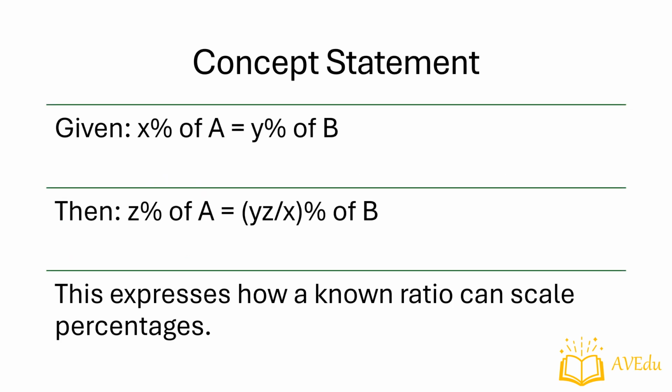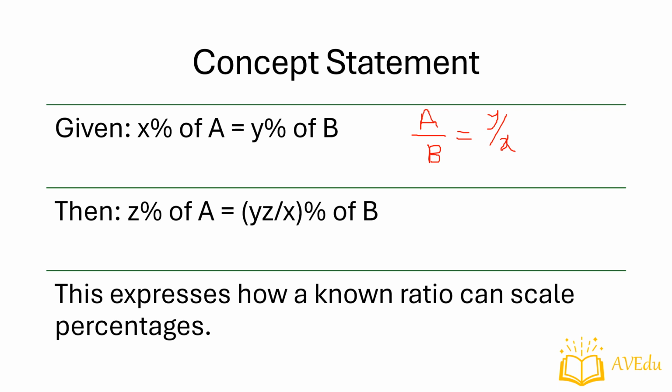Here is the setup. We are given x percentage of A equals y percentage of B. So from this, we can determine the ratio of A over B, that is, A over B equals y over x. So this ratio is our secret key that lets us translate any percentage of A into an equivalent percentage of B.